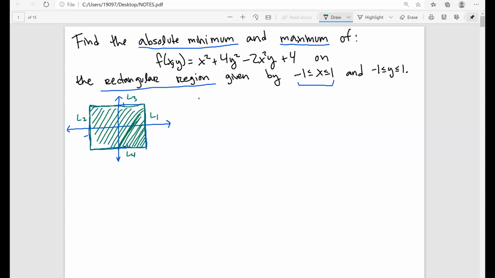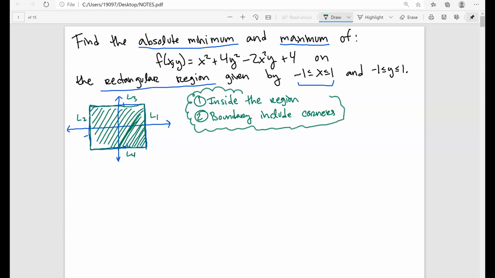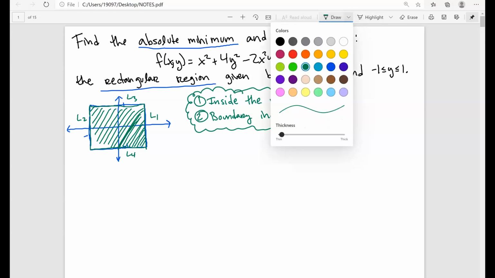So there are two different steps for this. The first thing is you want to find all possible critical points within the region. So we're going to look inside the region. This is usually the easiest part. And then after that, we're going to look at the boundary, and this boundary will include the corners. So the first step is looking inside the region.